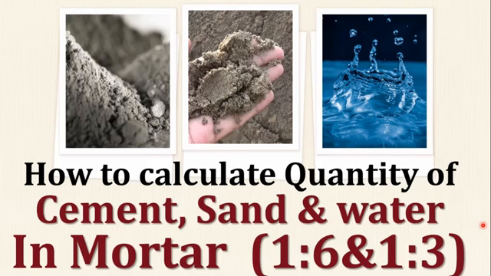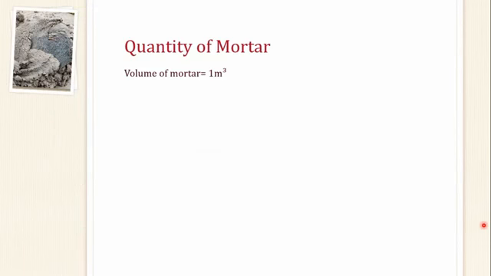Welcome to Civil Engineers. In this video, I am going to teach you how to calculate quantity of cement, sand and water in a mortar of 1:6 and 1:3. So let's get started. Let's assume the volume of mortar as 1 meter cube and the mix ratio as 1:6.